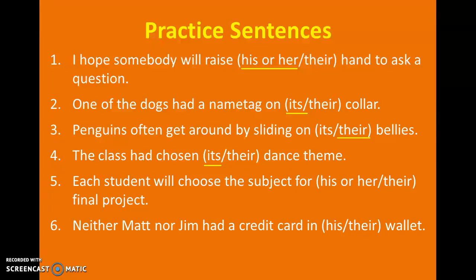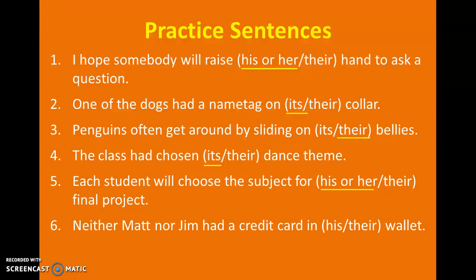Number five, each student will choose the subject for his or her or their final project. The antecedent here is each student, so each individual student. So the pronoun that would be correct to use in this situation would be his or her.